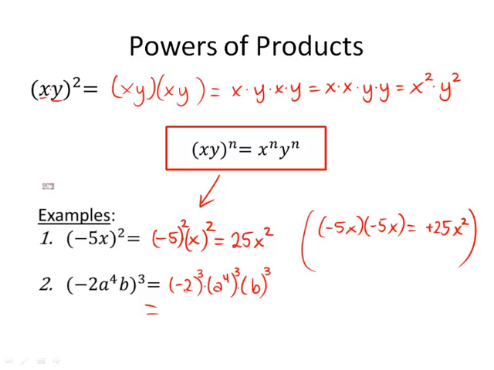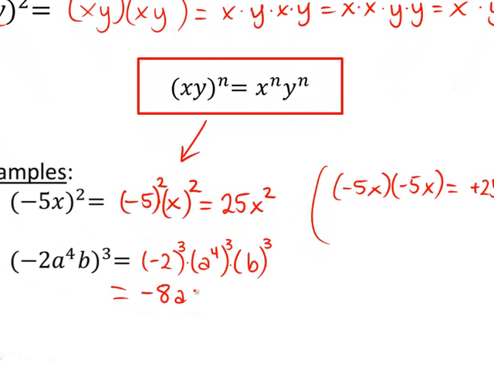Negative 2 to the power of 3 is negative 2 times negative 2 times negative 2, which gives you negative 8. Then you have a to the power of 4, so you have 3 groups of 4 a's each, which is 12, and 3 groups of 1 b each, which is 3.